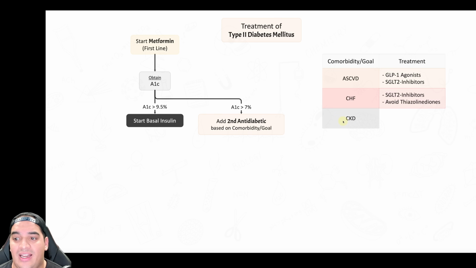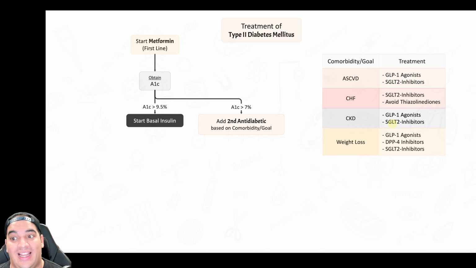If a patient has CKD, we know that SGLT2 inhibitors and GLP-1 agonists are pretty good for these patients. If they are looking to lose weight, we know that SGLT2s, GLP-1s, and DPP-4 inhibitors have been shown to be good for weight loss. So if your goal is to treat your athero or the atherosclerosis related diseases, these should be initiated. If it's CHF, this one.